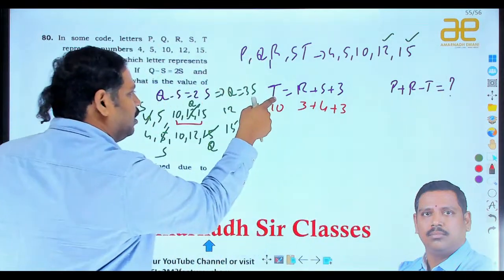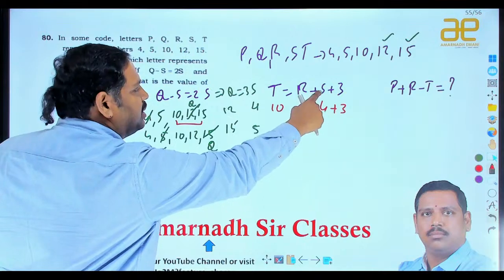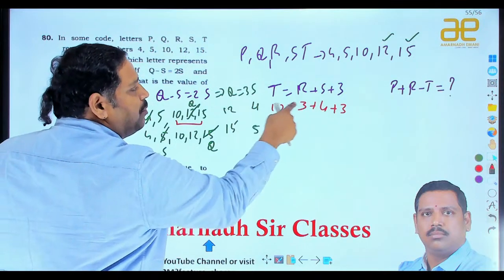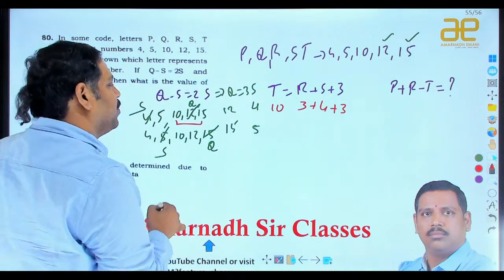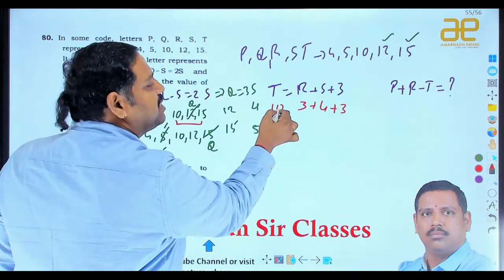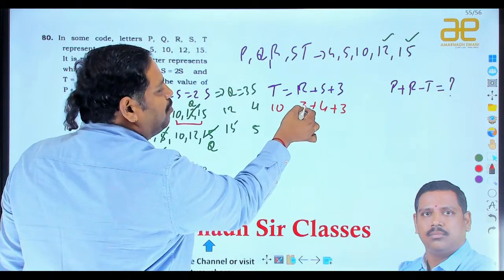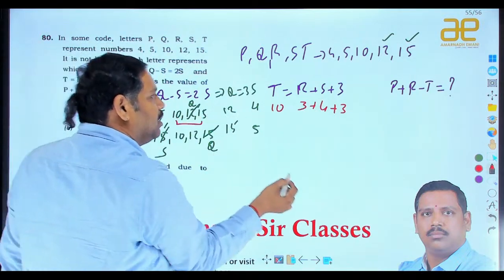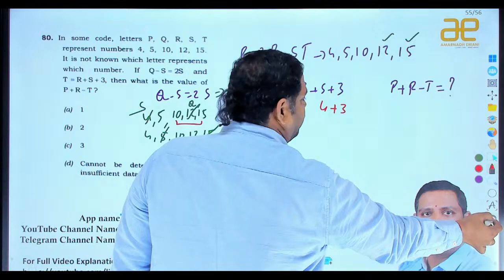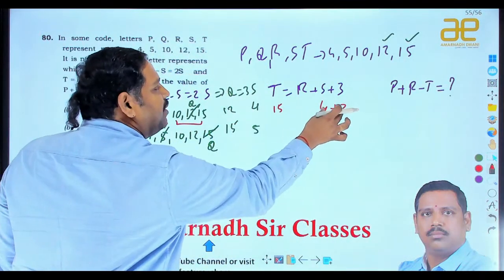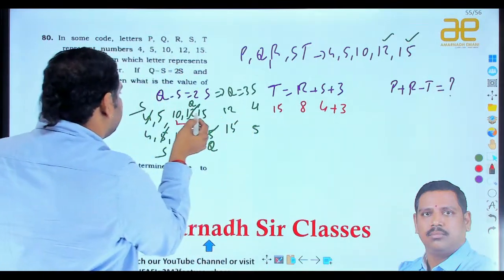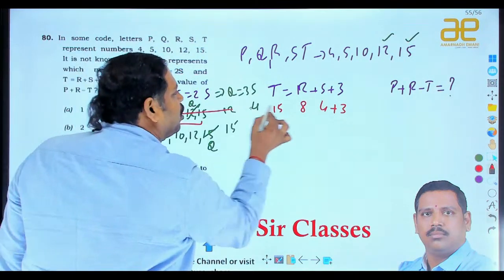One case I am checking now: S is 4, 4 plus 3 is 7. Two possibilities, 10 and 15. First case I am trying 10. If it is 10, R should be 3, but 3 is not there. Means T becoming 10 is not a possibility. Then T should be 15. Then it is 7, and to get 15, R should be 8. 8 is also not there. Means this is not at all a possibility.